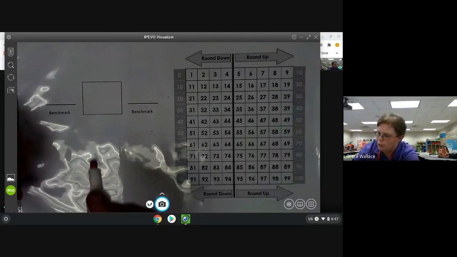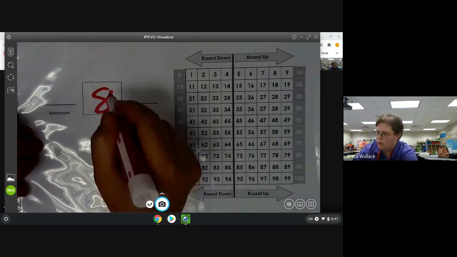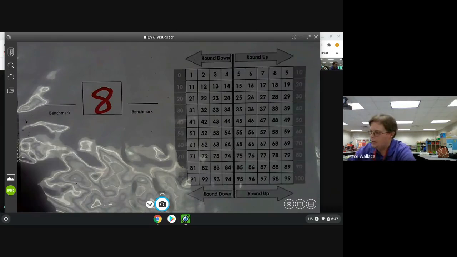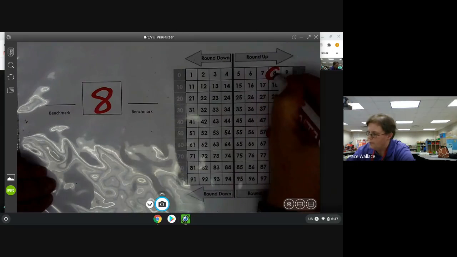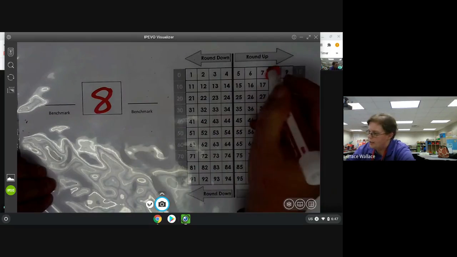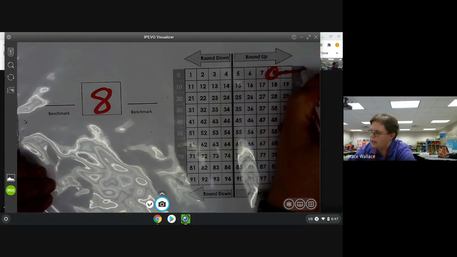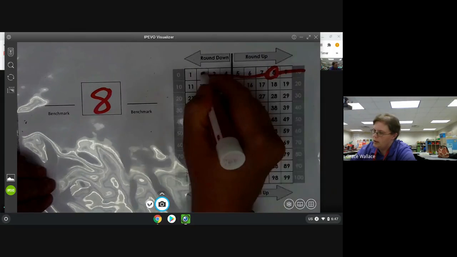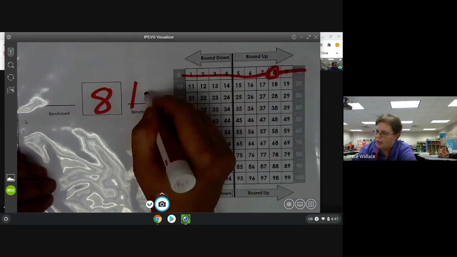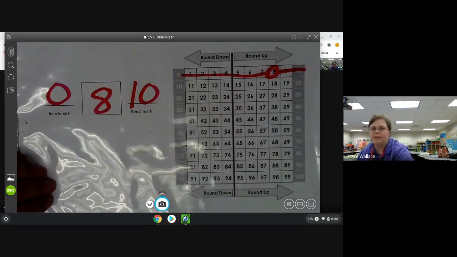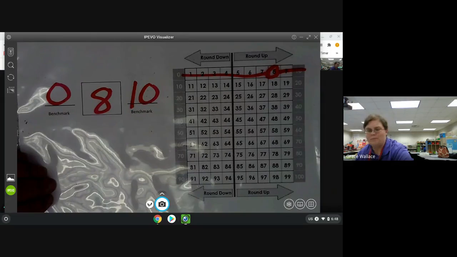This is always a hard one. Let's do 8. So once again, I'm going to find 8, and we'll circle it. And I'm going to draw my lines till I get to the end of the row. So that's 10. And that's 0. So my benchmarks are 10 and 0. And then I look to see which one it's closest to. That's how I round.